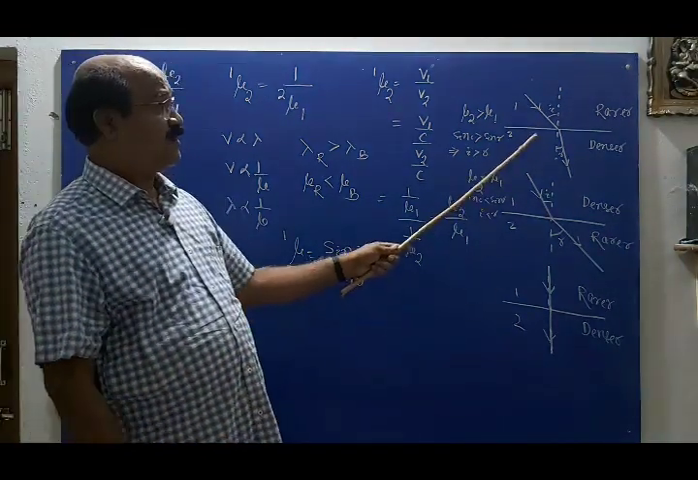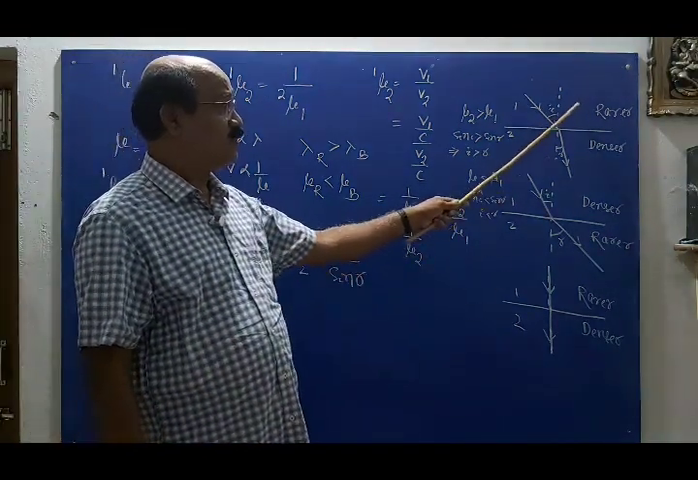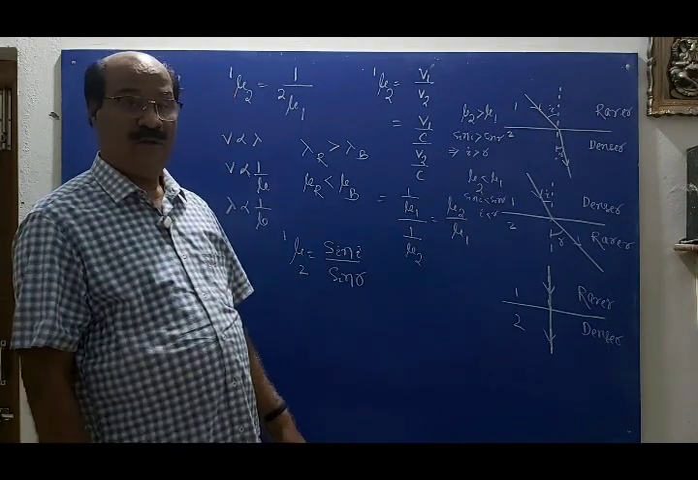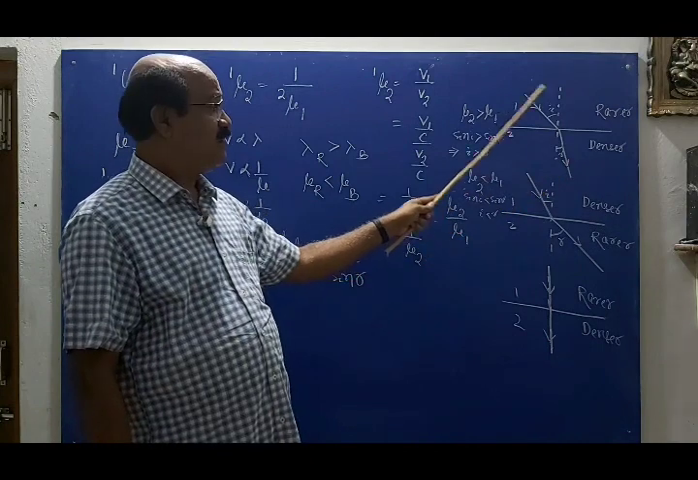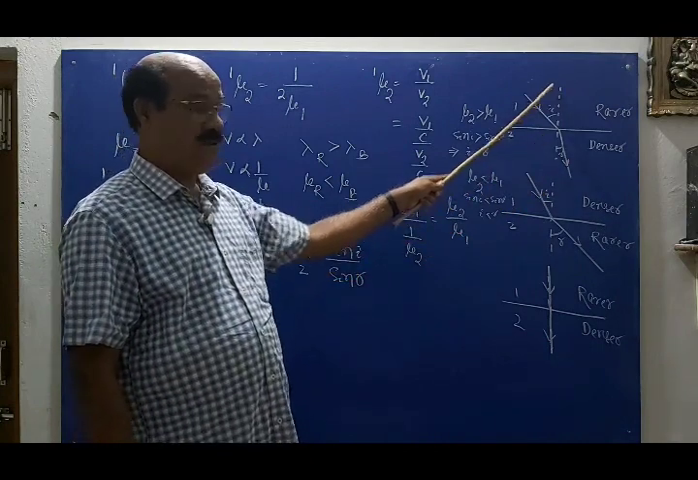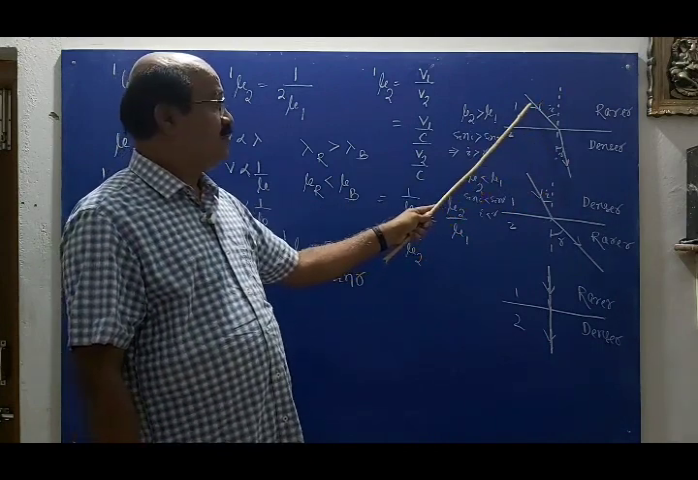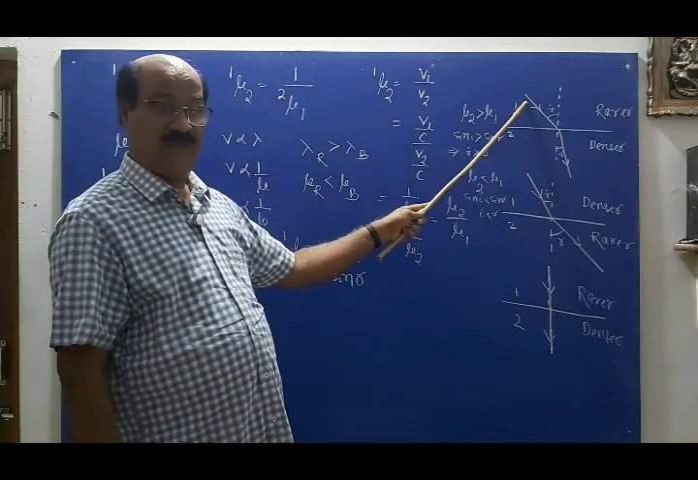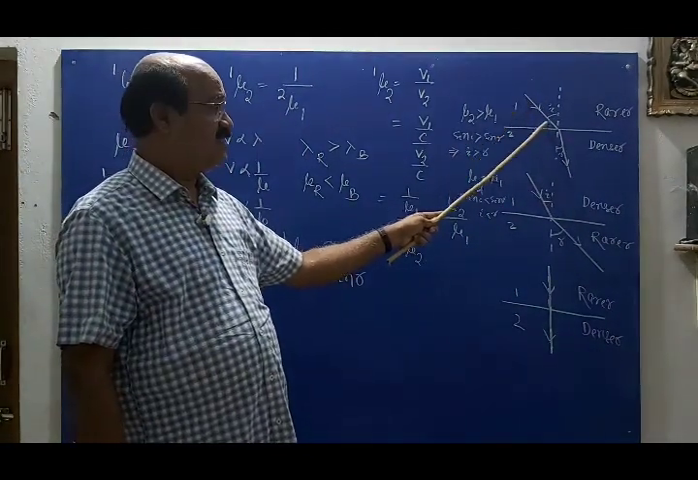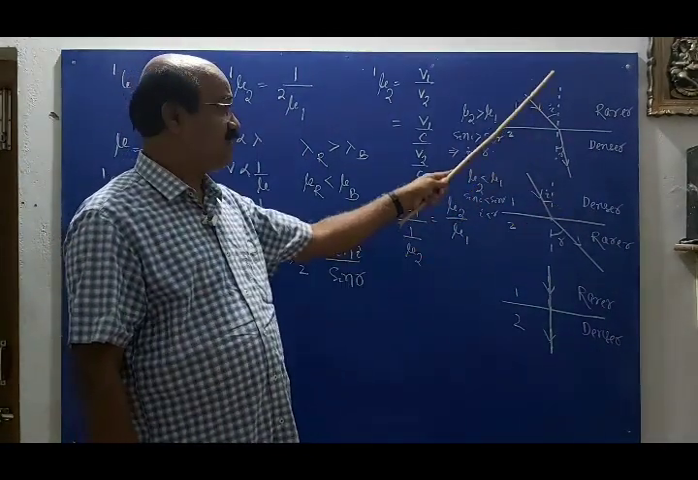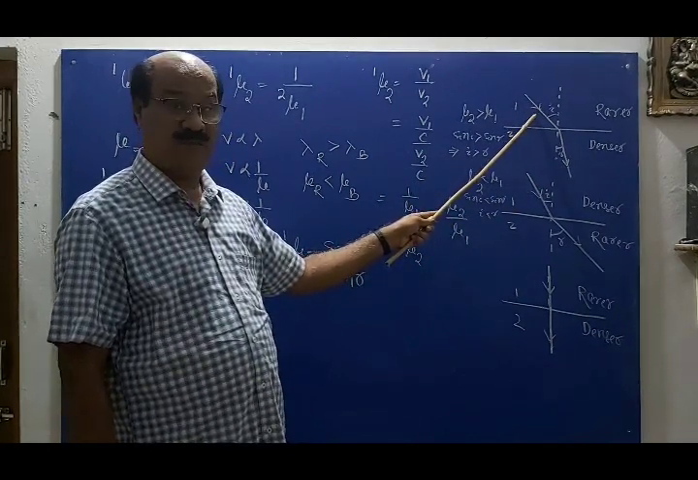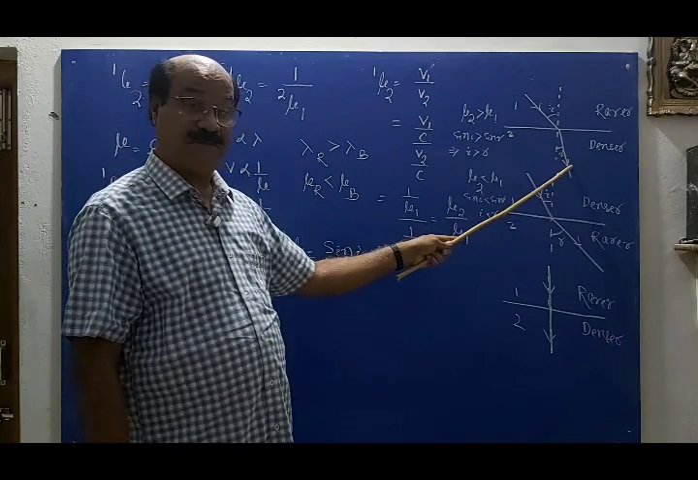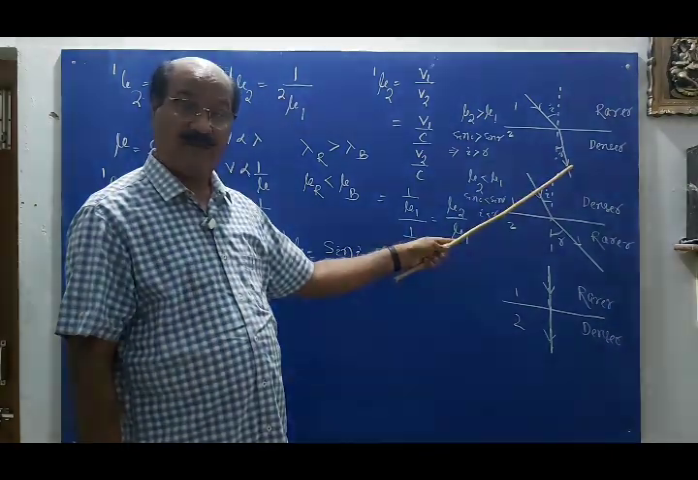When a ray of light travels from rarer to denser medium, at the interface, draw the normal. This ray is the incident ray, this ray is the refracted ray, this is the normal. The medium in which the incident ray lies is called the first medium. The medium in which the refracted ray lies is called the second medium.